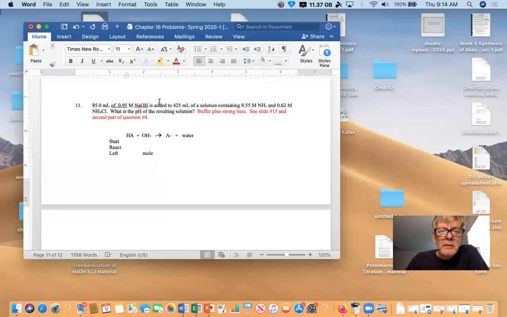So once again, we're starting with different things. It looks a little bit different. But if we use the right equation, oh, and the other thing is, is this the A minus or is this the HA? Well, this has 3 protons. This has 4 protons. So that makes this our weak acid, our HA, and that makes this our weak base, the A minus.